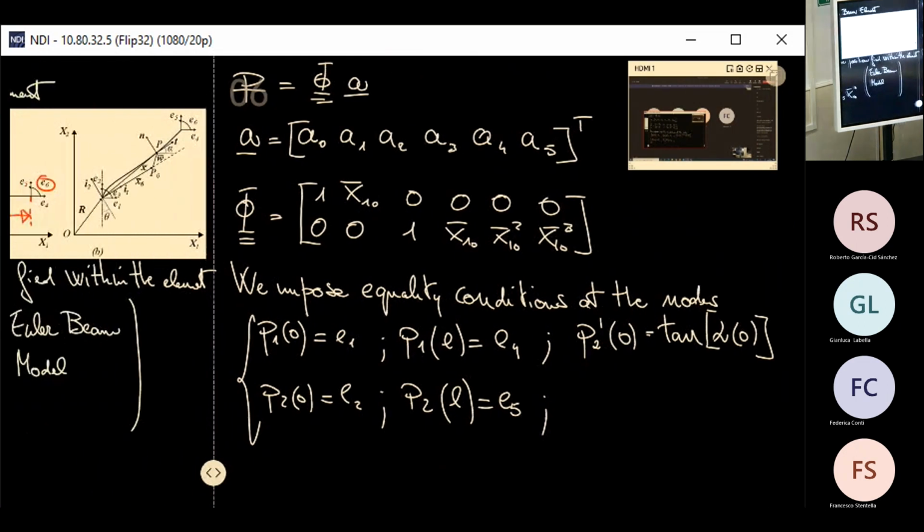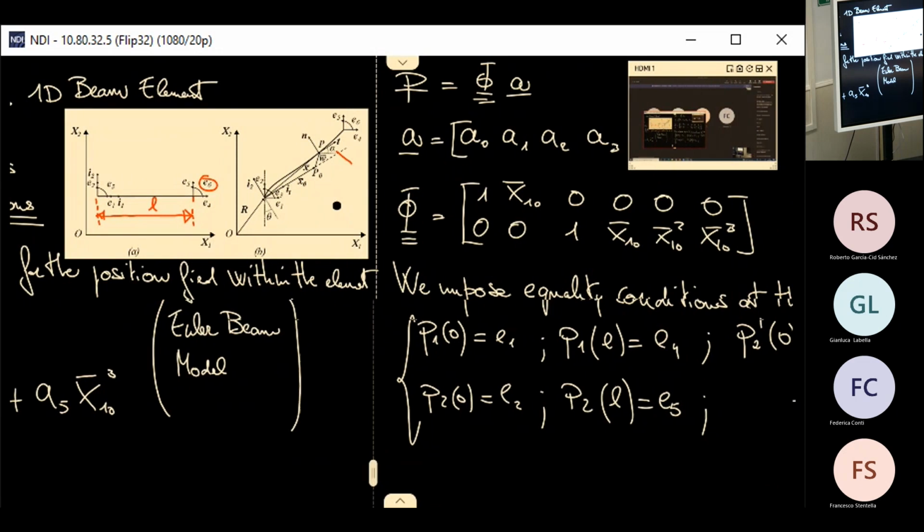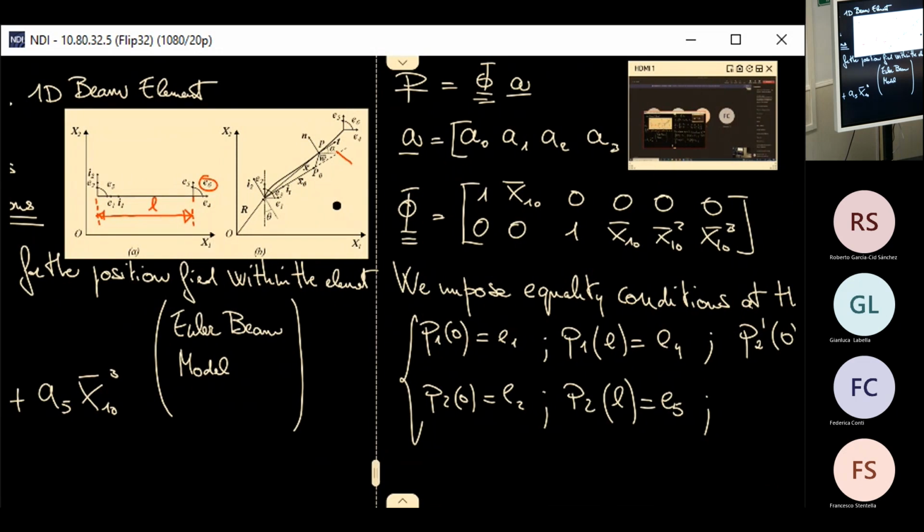Let's go back here. So you see what alpha is. Oops, sorry. Alpha is this one. Can you see it, or should I magnify it? So alpha is basically the angle, the local angle that the beam, the element, forms with the undeformed x1 axis. Okay, so it's basically what? The local derivative, okay? No surprises.